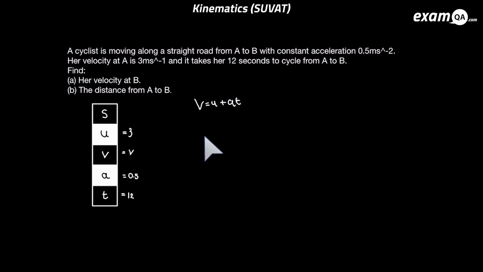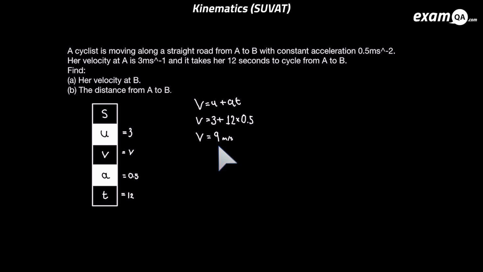And it's this formula here, V equals U plus AT. Let's go ahead and fill it in. And V is already the subject, so we can simply just work it out. And we get V equals 9. The speed at B will be 9 meters per second.